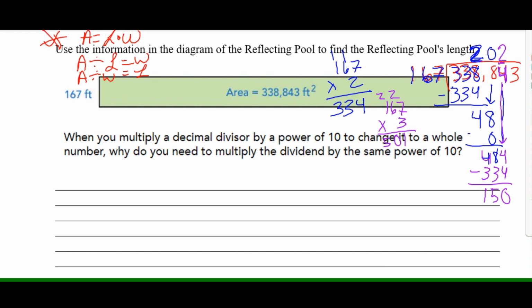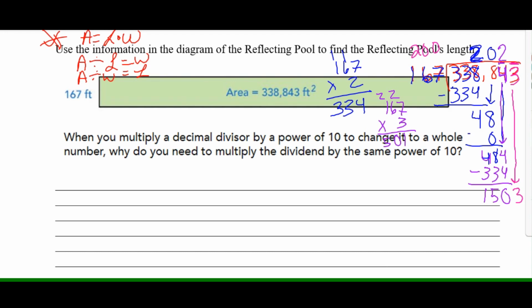Now I'm going to bring down my next number. You keep bringing down your numbers until you don't have anything left to bring down. So my next number is a 3. So I'm going to bring down the 3, and however many times 167 goes into 1,503, I'm going to put that number above the 3, since the 3 is the number that I brought down. So I'm going to use compatible numbers here. I'm going to say this is about 200, and then I'm going to say this is about 1,500.